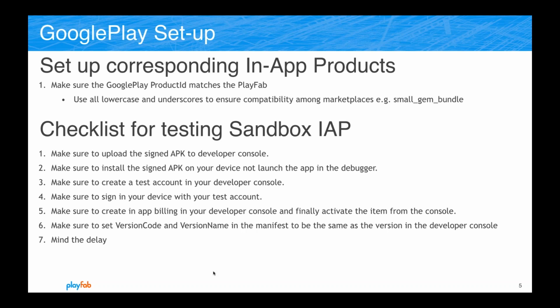The next thing to do is make sure that whatever your build is, the version code and version name in the manifest match exactly what's been uploaded. And then lastly, mind the delay. Some of the changes you make to either store have a little bit of a lag or delay until you can see them downstream on a device. I've seen that be as short as 4 hours, but I've also seen it be over 12 hours. So definitely keep that in mind if you're doing something time-based and need to show somebody. Make sure to get this set up well in advance to ensure that everything will be replicated across the marketplaces in time.